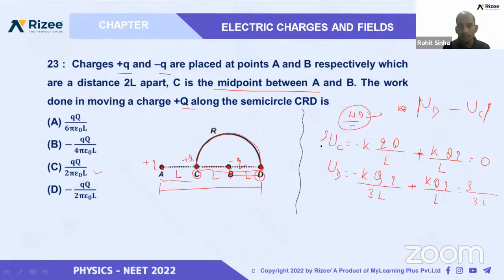Any problem till now? We will get UC and UD. You will subtract both of them. Since UC is 0, your UD will be the answer. You will subtract both these terms and get the answer. Any problem till now? Anyone?